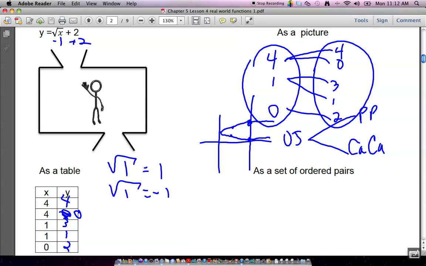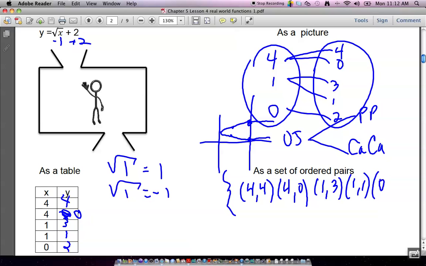What about if I listed this as a set of ordered pairs? I could go 4, 4, 4, 0, 1, 3, 1, 1, 0, 2. Is that a function? Is this a function, yes or no? Jennifer, is this a function? Why is it not a function? The input goes 2 times. There we go. It goes 2 times, very good.